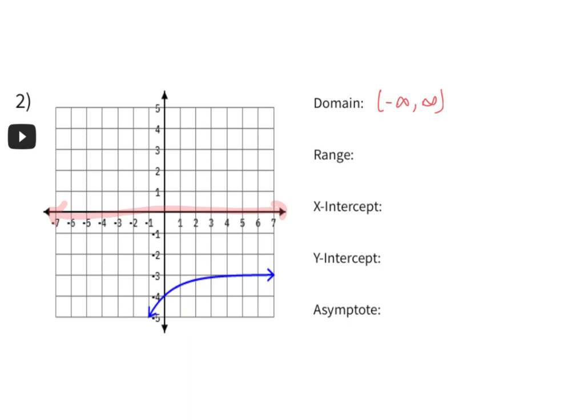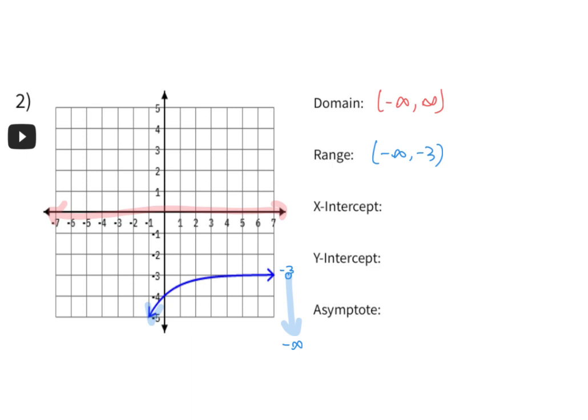For our range, we're going to see how low our graph goes. So this is a decreasing function. So we know it goes forever down, right? So that means it goes from negative infinity. And then the highest my graph goes is right here, so that's negative 3. So from negative infinity to negative 3.